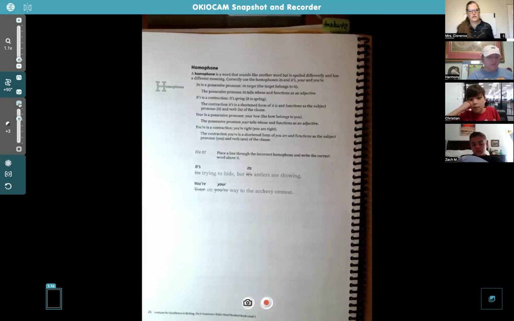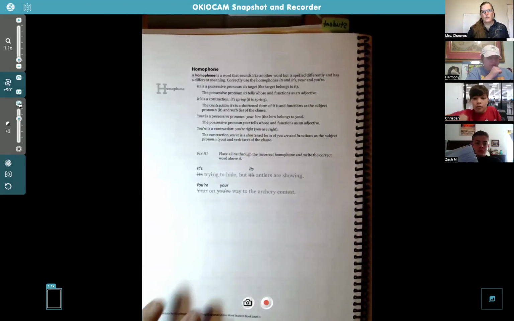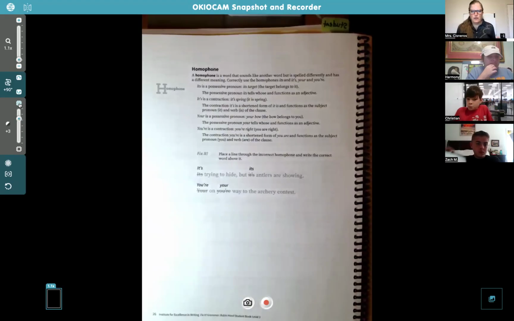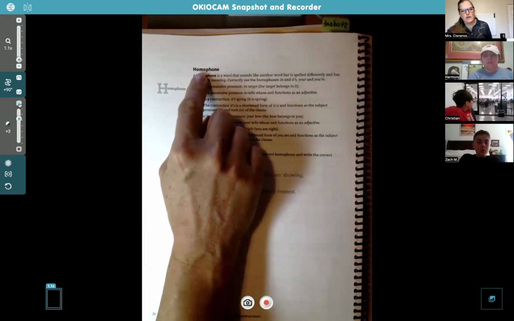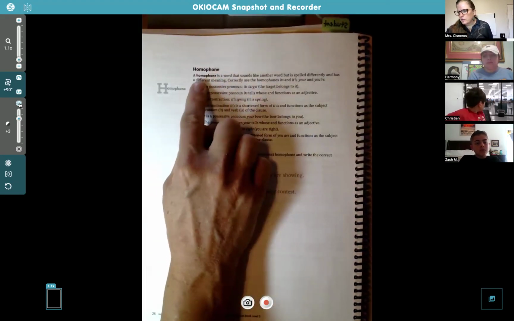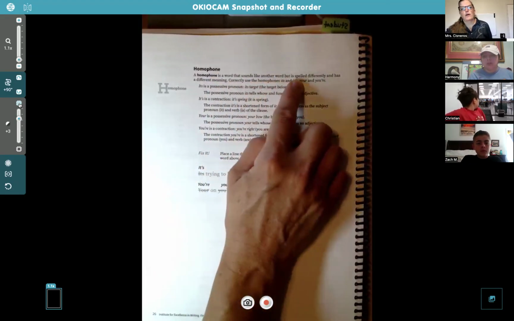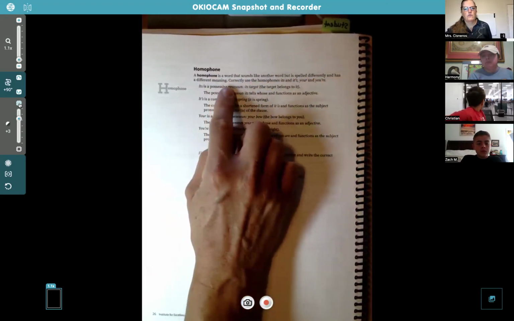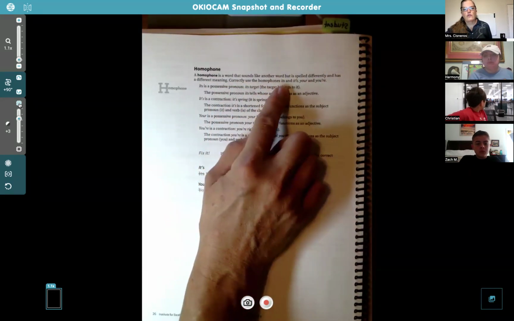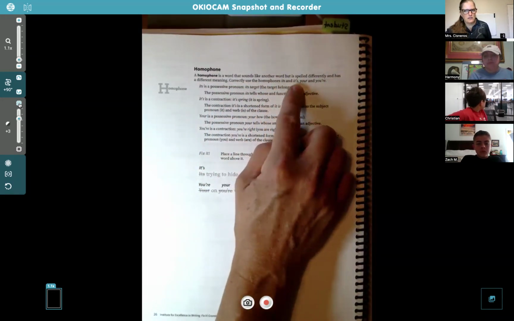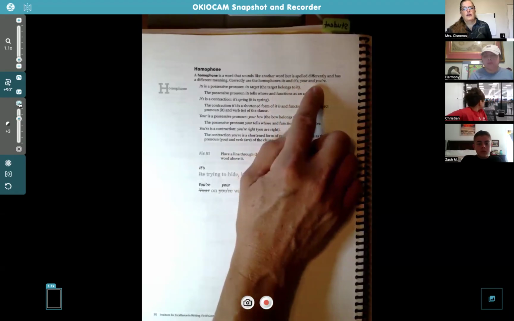This is page 26. Homophone. Homo means same, okay? And phone means sound. So together, homophone means same sound. So we've got a homophone is a word that sounds like another word, but is spelled differently and has a different meaning. Correctly use the homophones its and it's, your and you're.